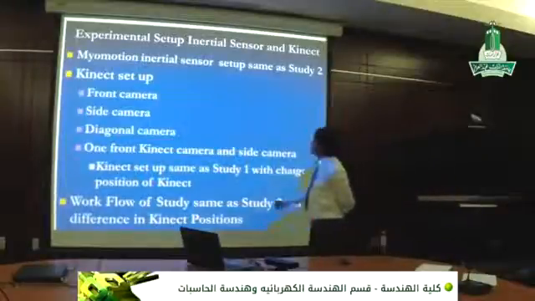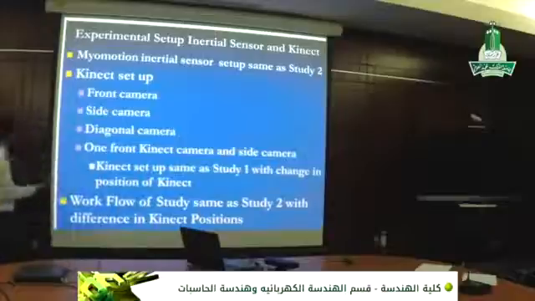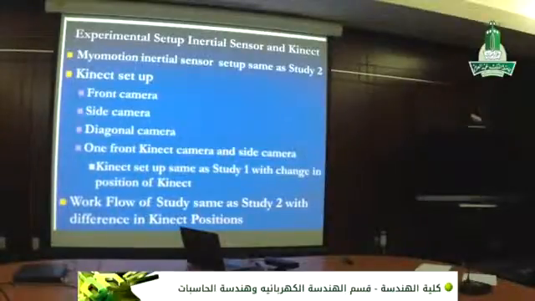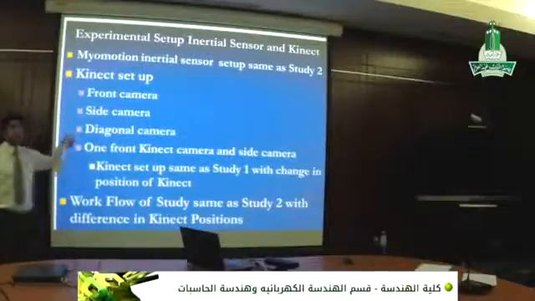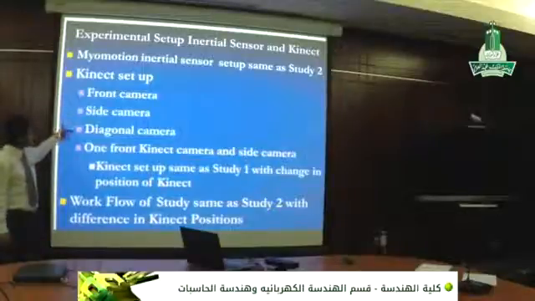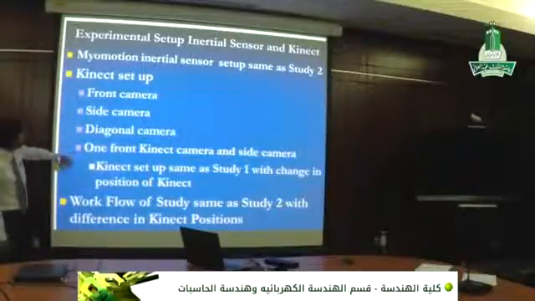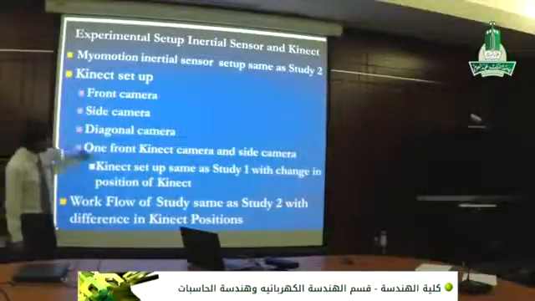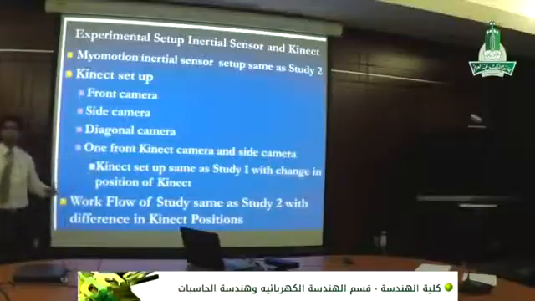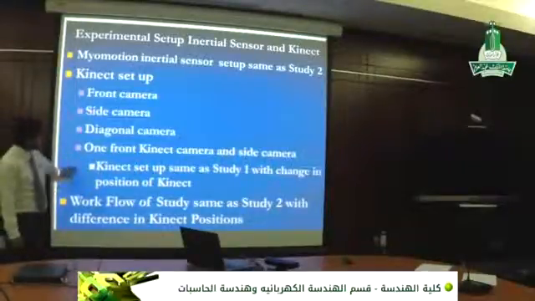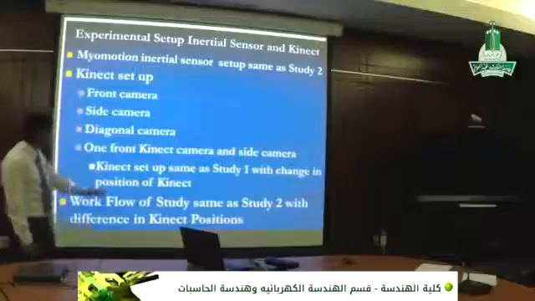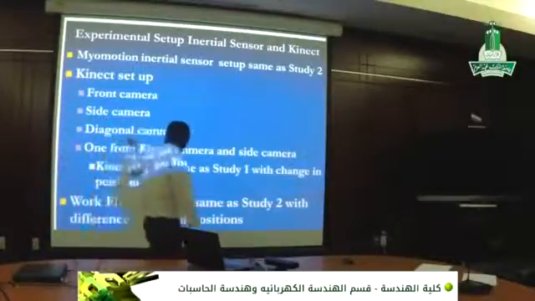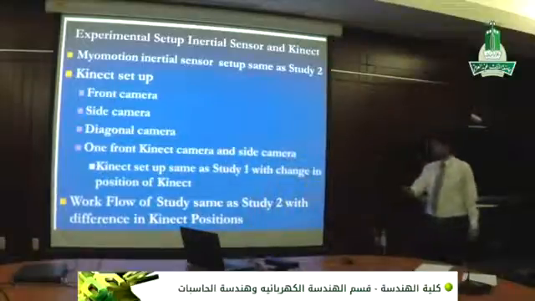This is the experimental setup for the inertial sensor and the Kinect. In this slide, we will talk about the inertial setup. The inertial sensor setup for Maya motion was the same as in study 2. In this study, the most important thing was that we tried placing the Kinect in different positions to get a better result: the front camera, the side camera, the diagonal camera, and this one was the heart of this study, using multiple Kinect cameras, one front Kinect camera and the side camera, synchronized together. The Kinect setup was the same as study 1 with changes in the position of the Kinect. The workflow for the study is the same as study 2, with the only difference in Kinect positions.